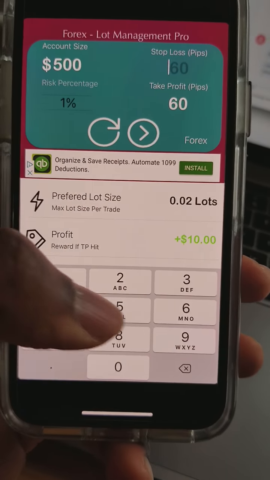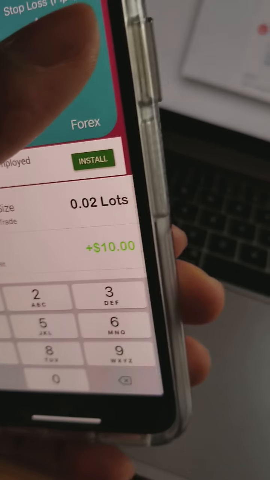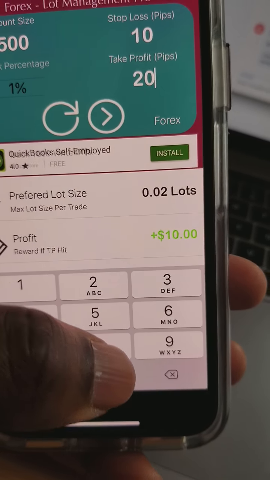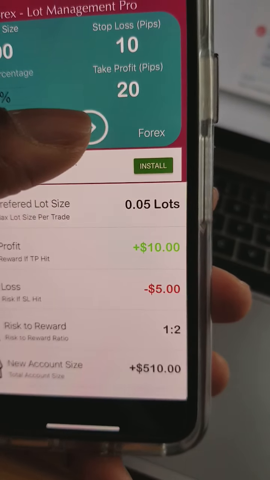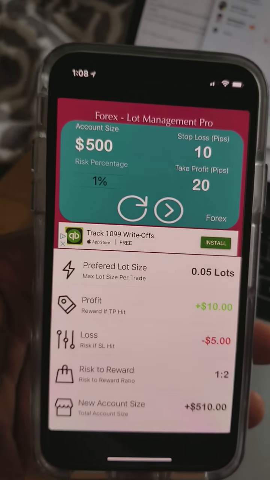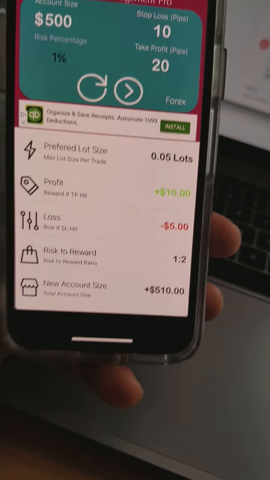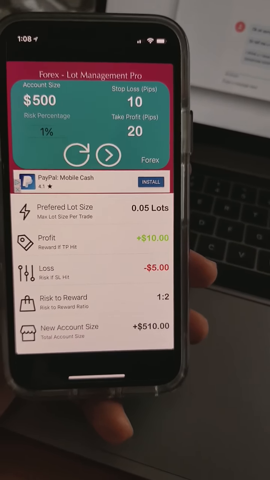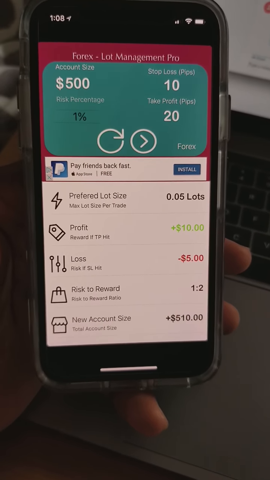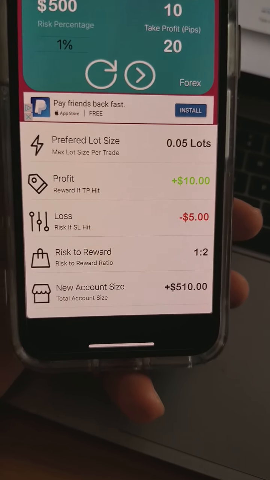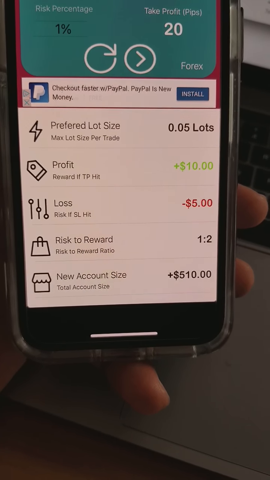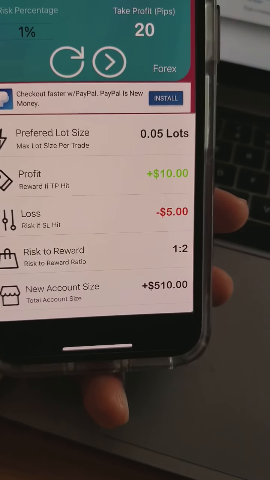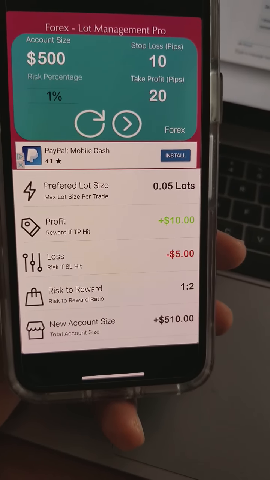So let's say, for example, you want to risk 10 pips to gain 20, because sometimes we're going for 20 pips a day. If you're going to do that, then you see that your lot size will change. If you're going to run that tight of a stop loss, you definitely have to be on point with your entries with this trade. But you see your lot size will be 0.05. If you lose, you're only going to lose $5. If you win, you gain $10. And that's on a $500 account.